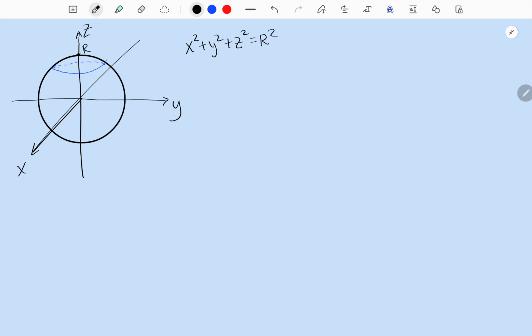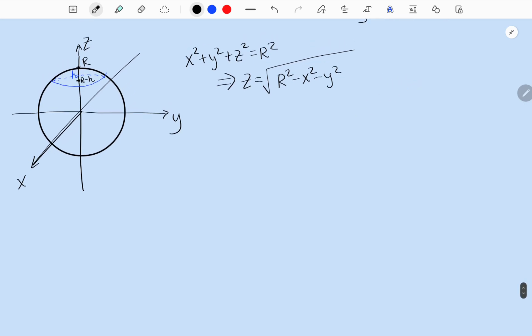This height is r. If this is h, then this height is going to be r minus h. So now from here we get that z is equal to the square root of r squared minus x squared minus y squared. This again will give you the top semicircle with radius r. So r here, r here, r here.